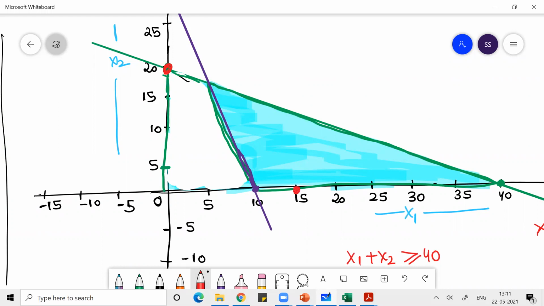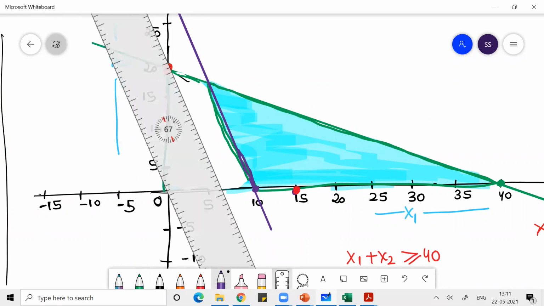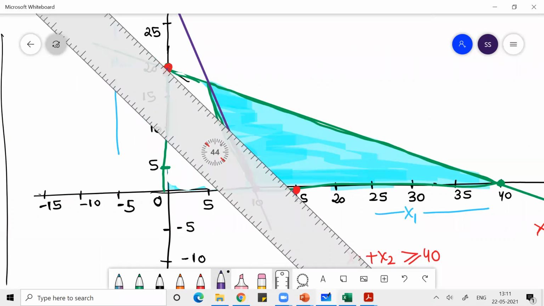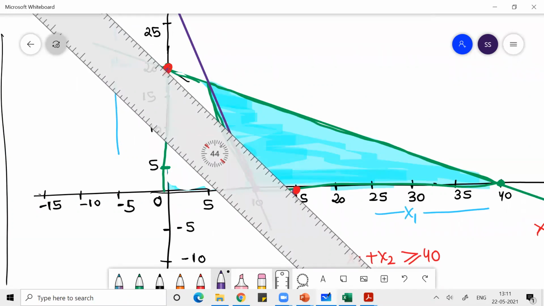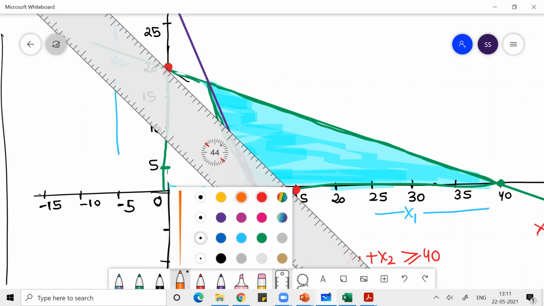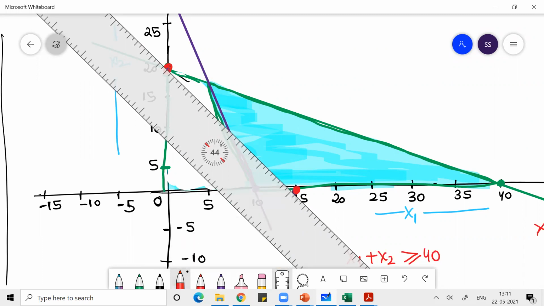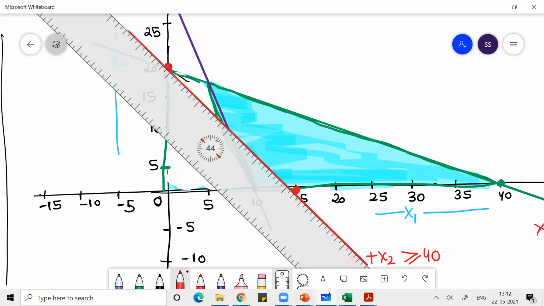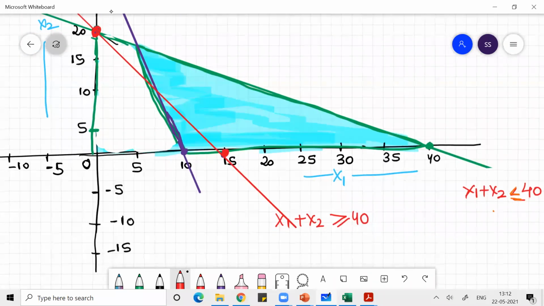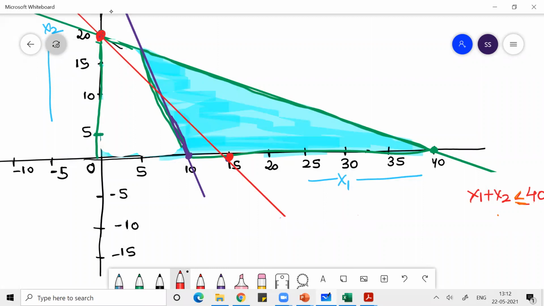Now, for the third one, the coordinate points are 0, 20 and 15, 0. For them, again, I have to plot a graph. Imagine if I draw the line. So this is your third equation.